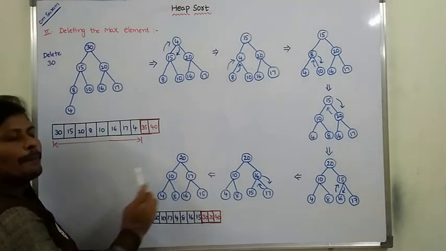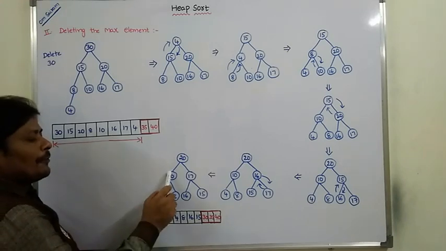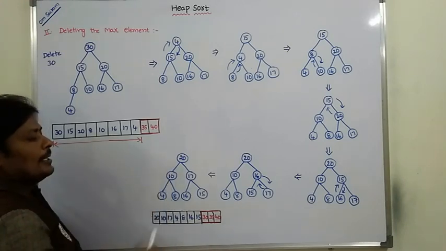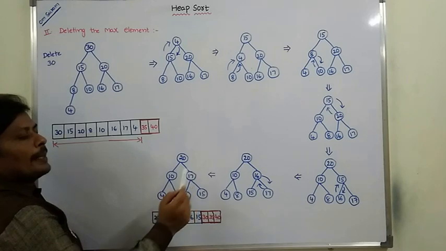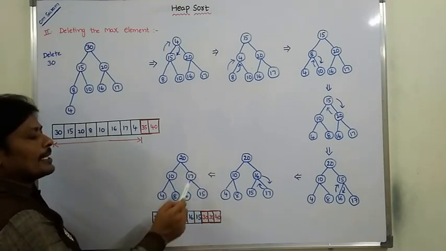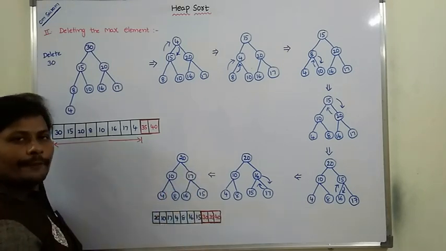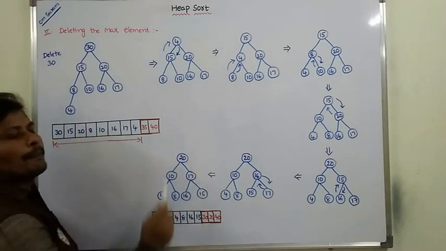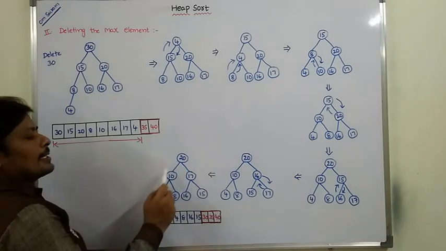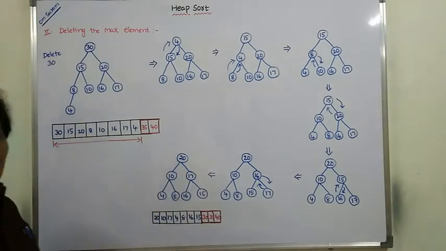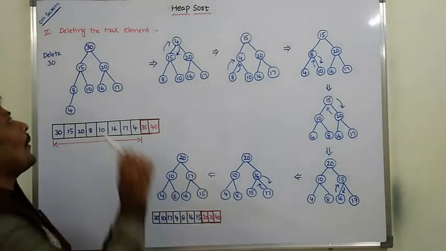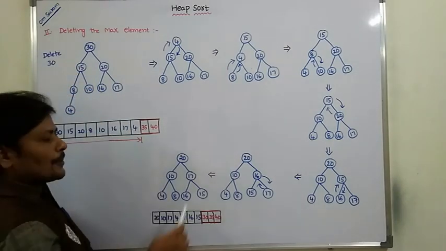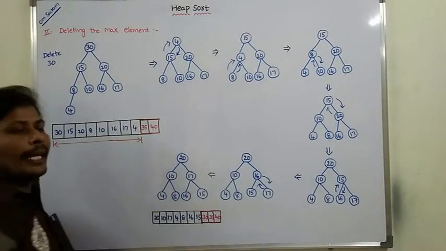4 and 8 have the parent 10. 10 is greater than 4, 10 is greater than 8. Next, 16 and 15 have the parent 17. 17 is greater than 16, 17 is greater than 15. Both conditions are satisfied. 10 and 17 have the parent 20. So 20 is greater than 10, 20 is greater than 17. So after deleting 30, this is the maximum heap we are getting.